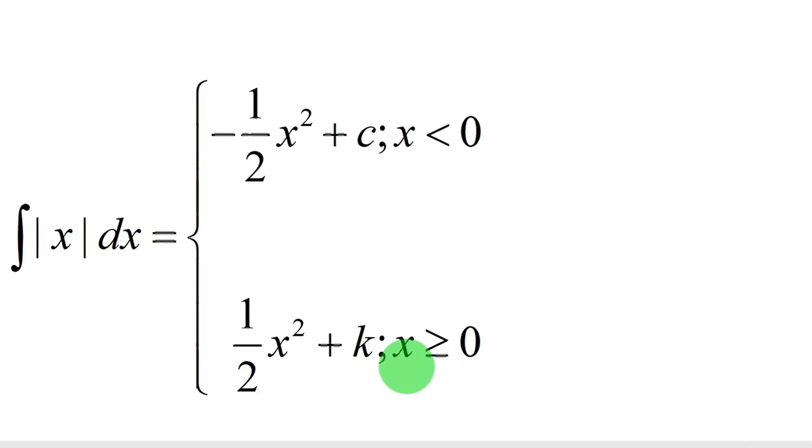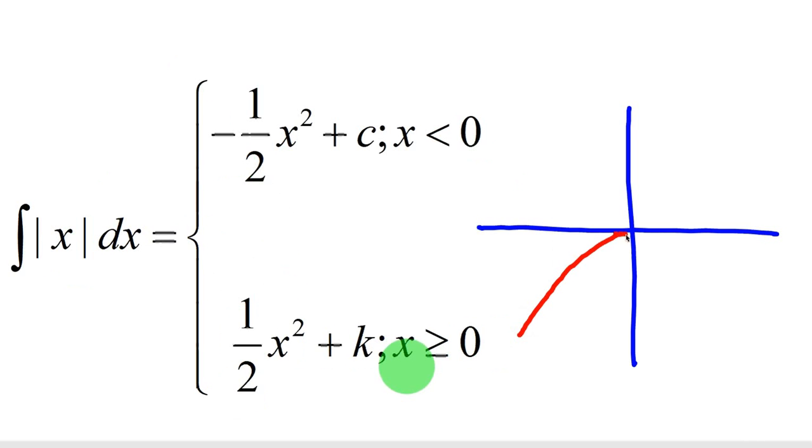I do want to show you kind of what this graph would look like if you were to graph it. Negative 1/2 x squared for x is less than 0 is going to kind of look like this actually. All right, and then positive 1/2 x squared for x is greater than or equal to 0 is going to look like this. So it kind of looks like an x cubed function. Again, the reason this is the antiderivative is because if you take the derivative of this, you will actually get absolute value of x back.